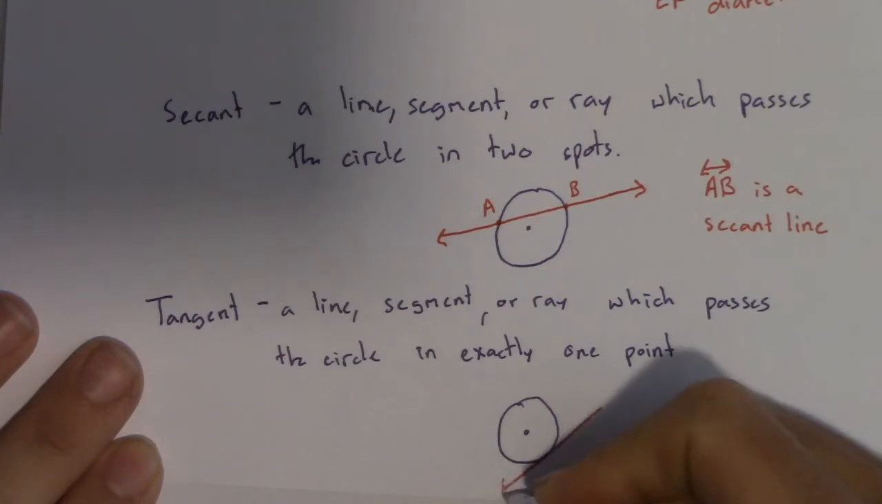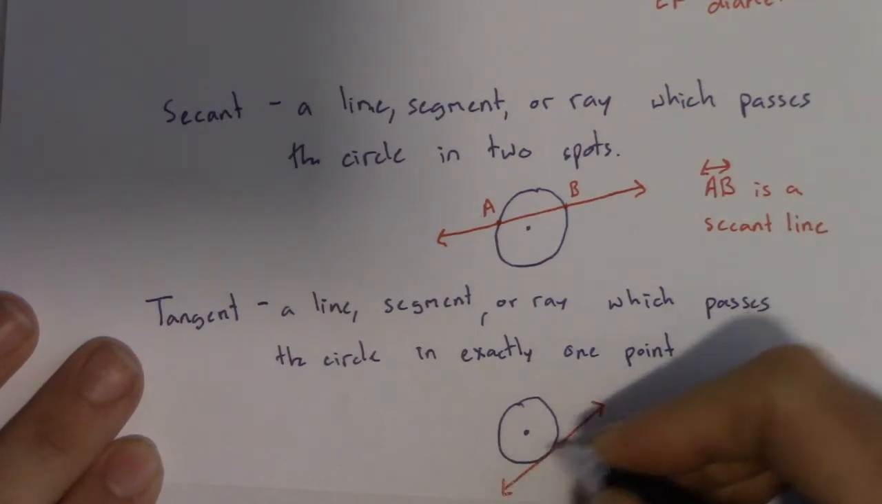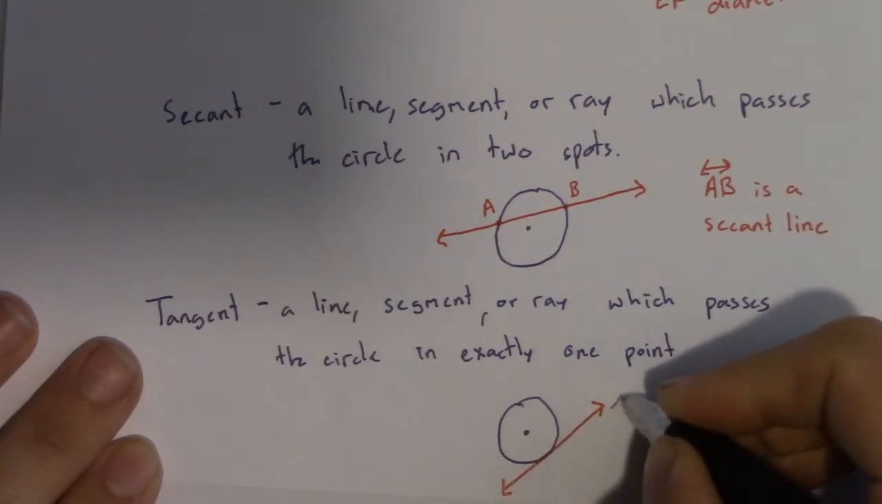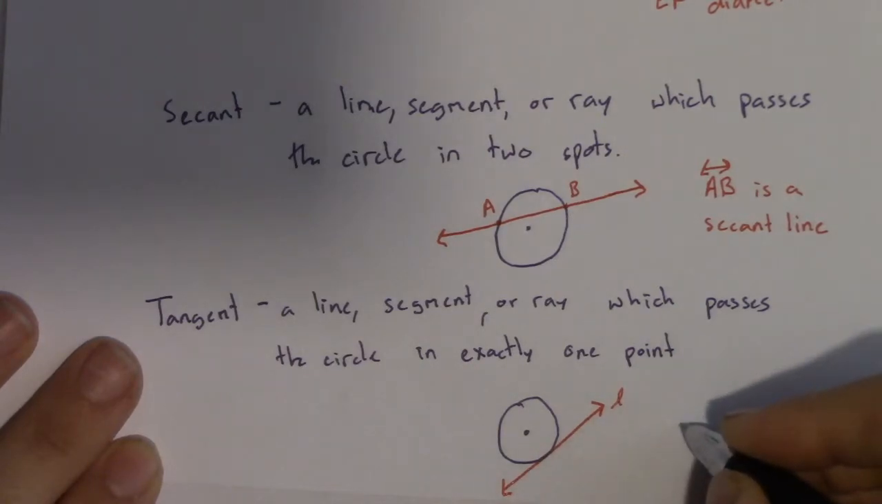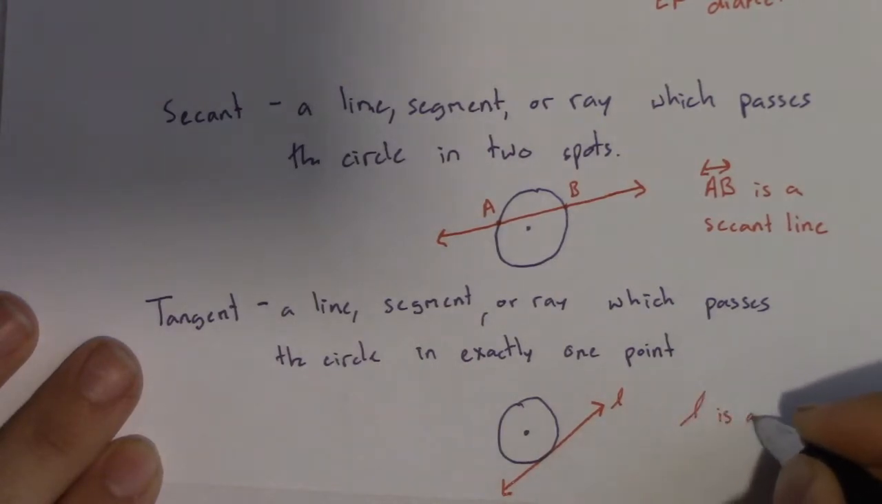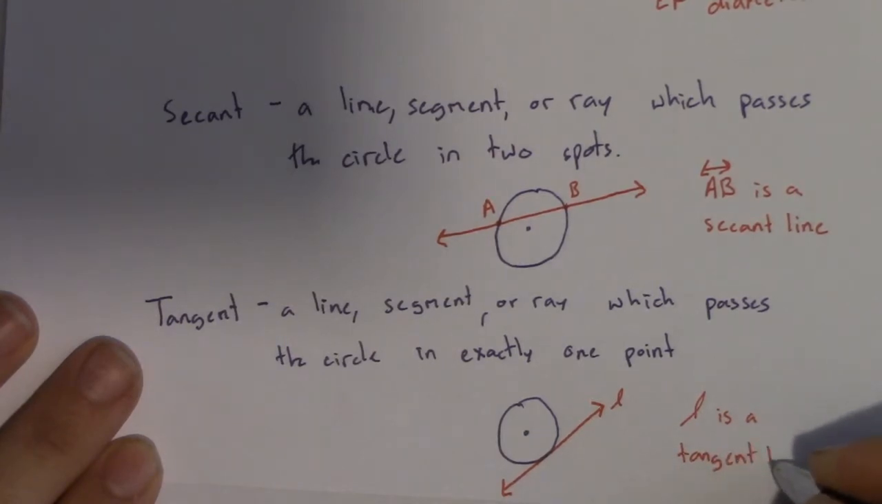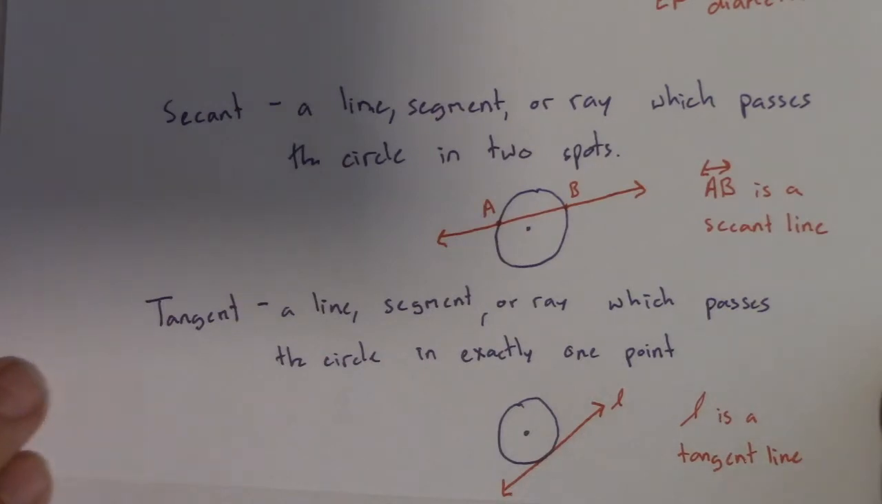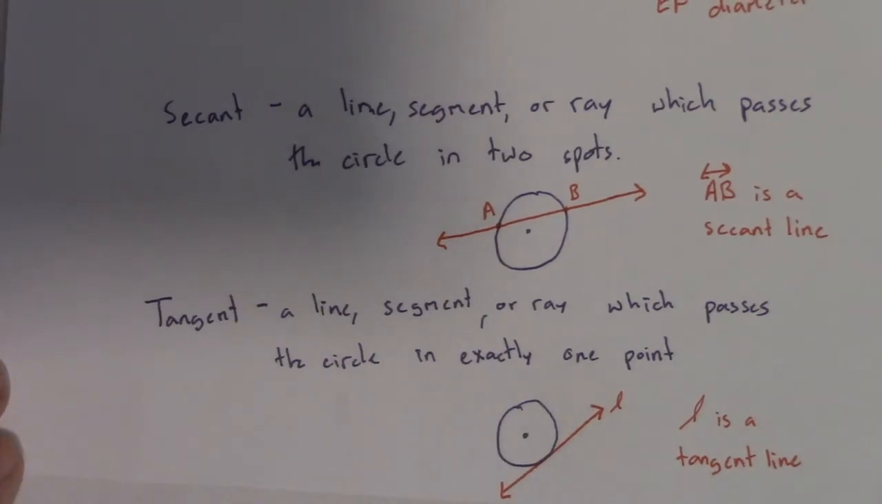And again, I could put some arrows on it. Maybe I call it line L, and we would say that line L is a tangent line. It crosses my circle at exactly 1 point. Okay? Now, I'm going to go ahead and front load one of the key details with that tangent line.